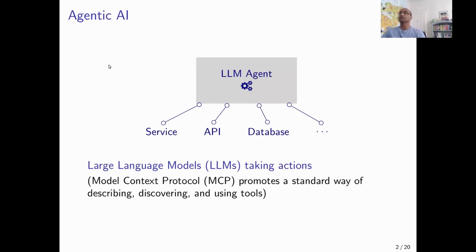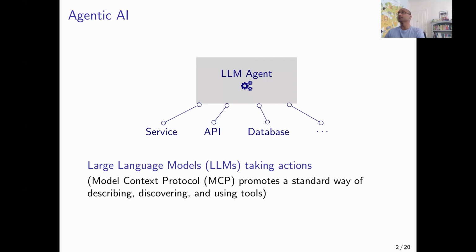So what is Agentic AI? It's the idea that we should exploit LLMs to not just have conversations with, to chat with, but to actually take actions in the real world, right? And that's a really exciting thing, having LLMs do actions in the real world.